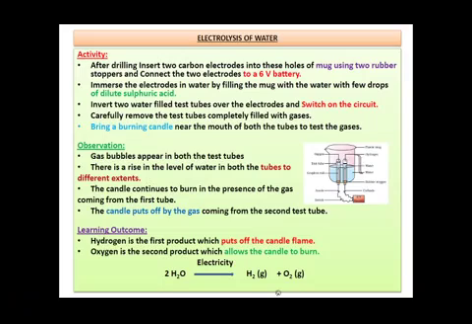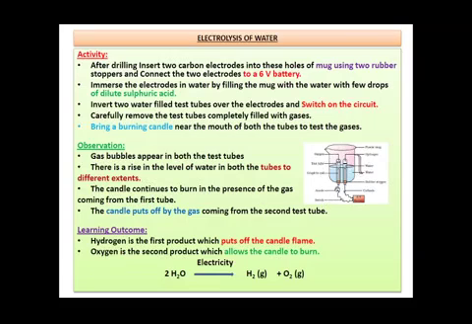Dear students, today we will learn some more important examples of decomposition reaction. So the first example is electrolysis of water. So the activity goes like this. Here a plastic mug is taken as shown in this figure.